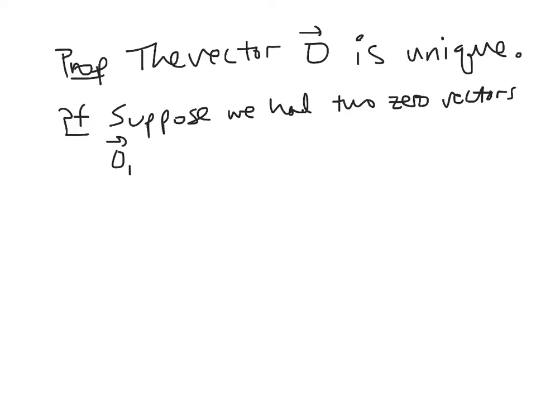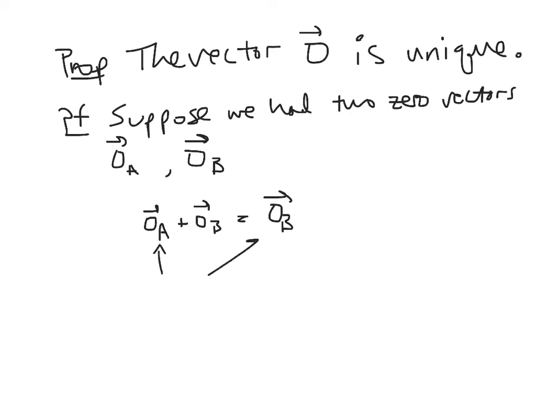The zero vector A and the zero vector B. Well, let's add them together. Since 0A is the zero vector, if I add anything to it, it stays the same. So, because this is the zero vector, this is the consequence.